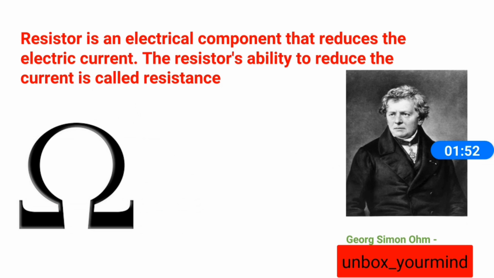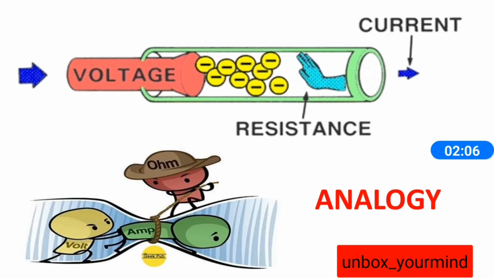And of course George Simon Ohm proposed Ohm's law, and the unit for resistance is the ohm. Here is the pictorial representation of resistance, voltage, and current. The voltage tries to move the electrons from left to right. The hand-like projection is the analogy of the resistance; the resistance will oppose the movement of the electrons, so that the current will decrease.